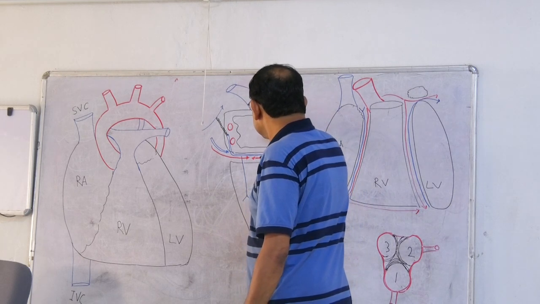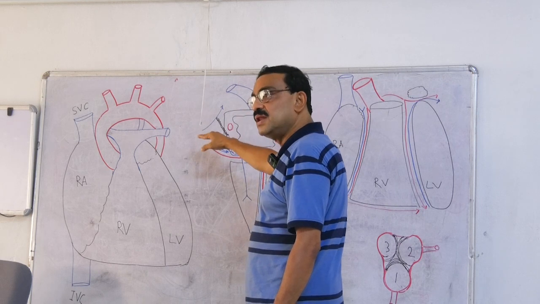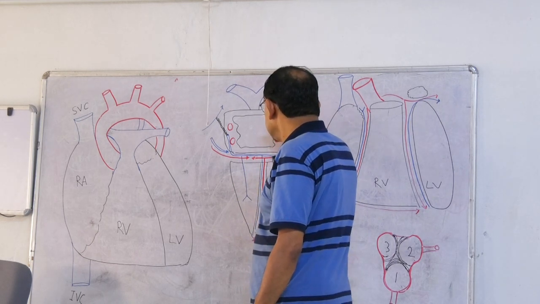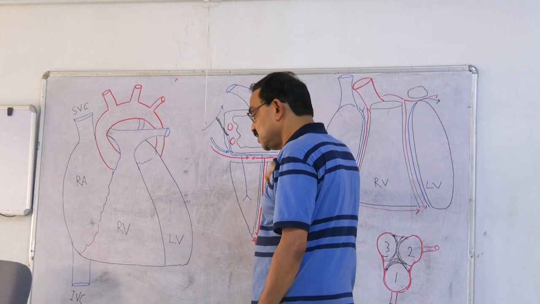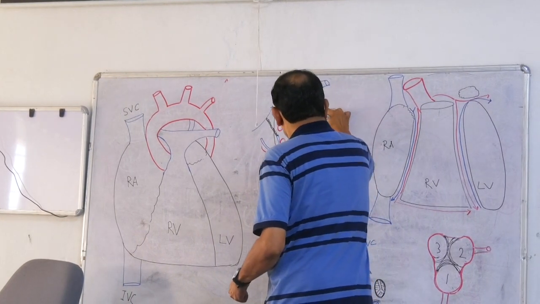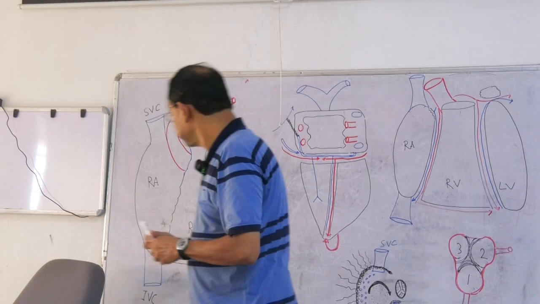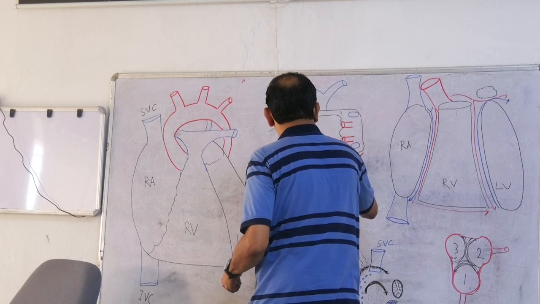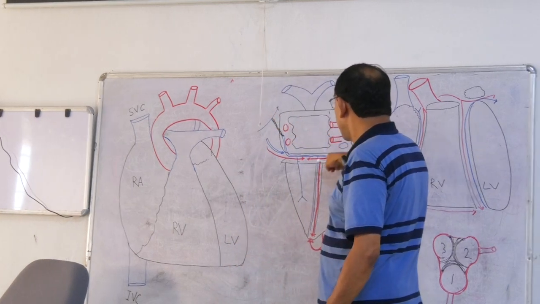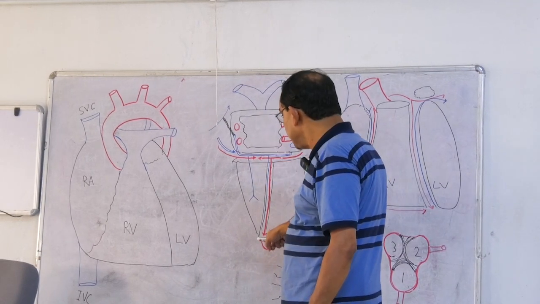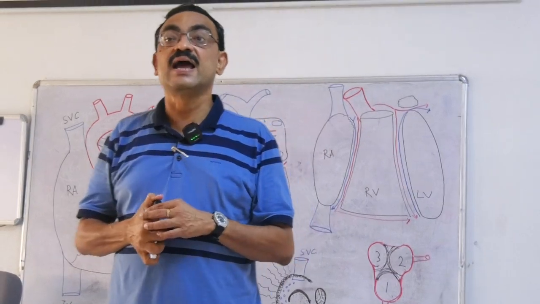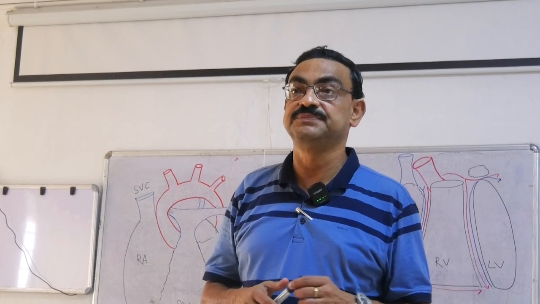And another part is there, this is the right atrium, this is the left atrium, this is the right ventricle, left ventricle. So we can see there is a groove, this is the interatrial groove, and this is the interventricular groove, and this is the coronary sulcus. So ultimately it forms a cross here. The meeting point of the interatrial, interventricular and the coronary sulcus is called the crux of the heart. Okay.